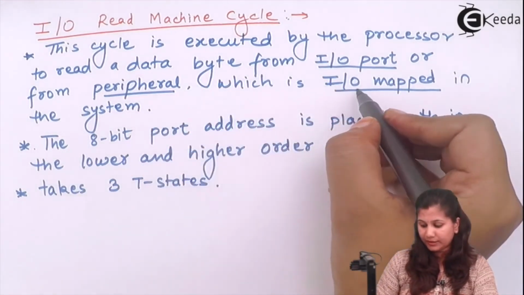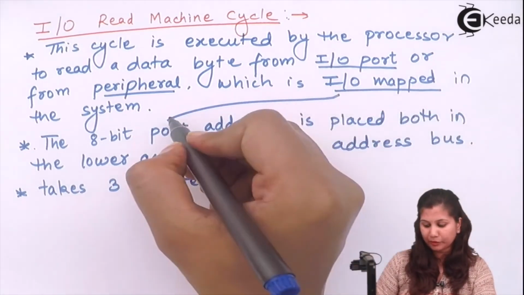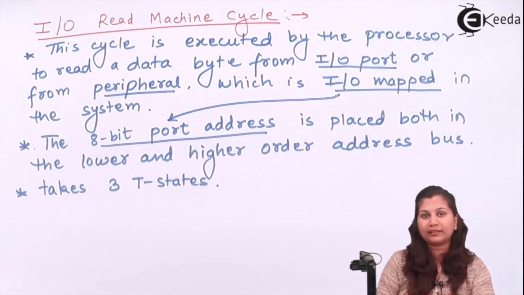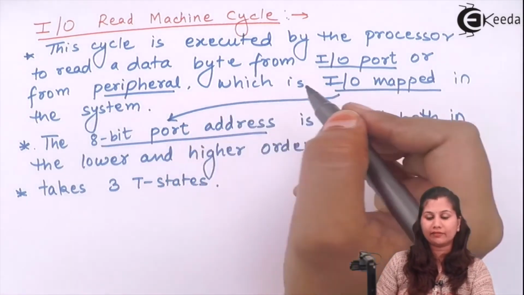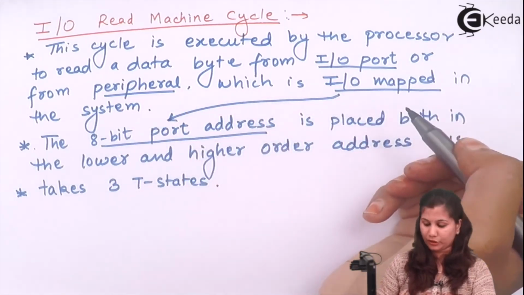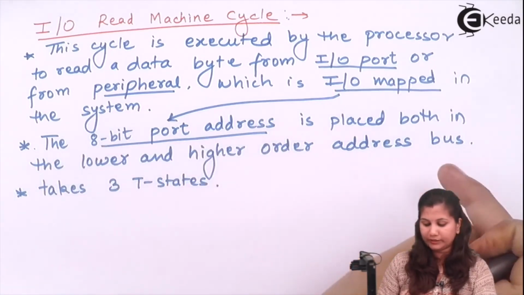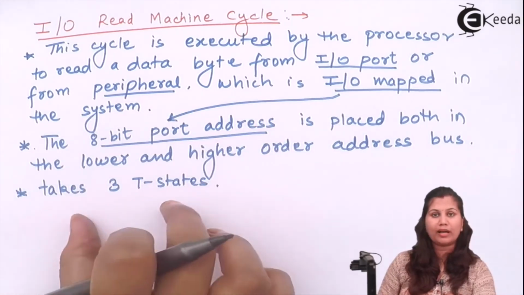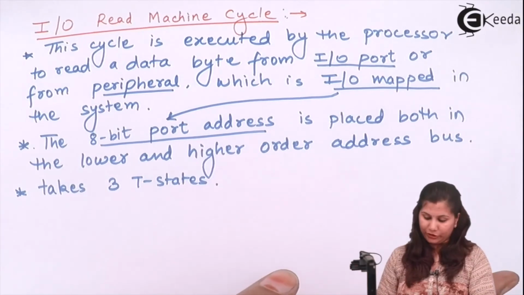Now here we have written this input output mapping. In input output mapping, the peripherals and the input output devices have an 8-bit port address. You have seen that all the memory addresses are of 16 bits, but in input output mapping, the ports and the peripherals will have an 8-bit port address. This 8-bit port address is placed on both the lower and the higher order address bus, and this machine cycle requires 3 T states to execute the operation.